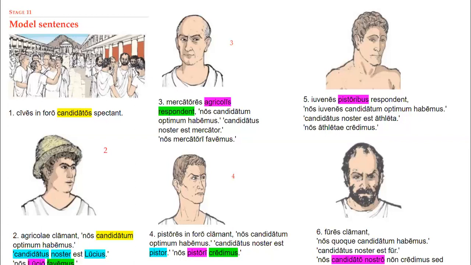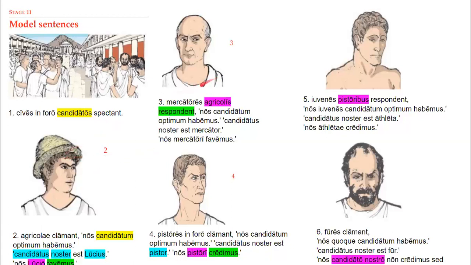Nos, nominative subject. Lucio, dative. Remember that Lucius goes to Lucio in the dative. Favemus, intransitive verb that takes a dative. So it is we have favor in or for Lucius, which we would translate as we favor Lucius.